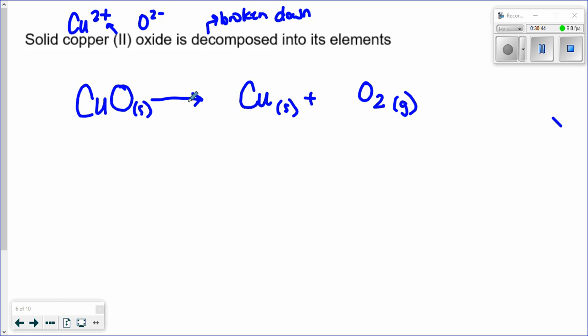Solid copper(I) oxide is decomposed. So again, our reaction arrow here. This one's pretty obvious for reaction type because it has the word decomposed here. So it's a decomposition.